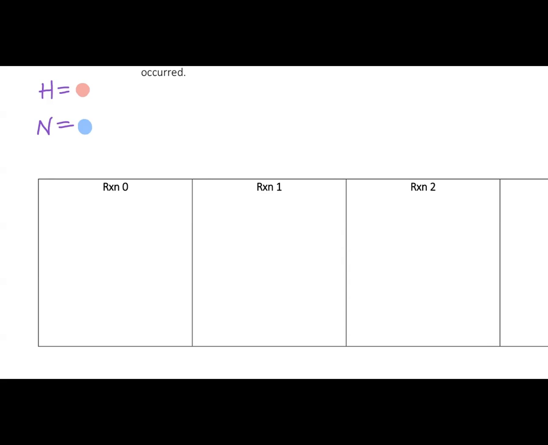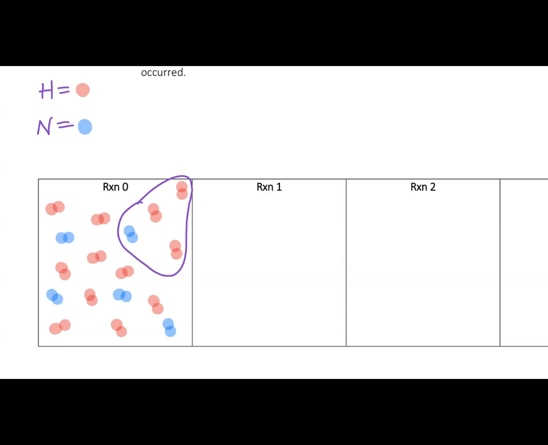Okay, so I'm going to start with my 12 hydrogens. 1, 2, 3, 4, 5, 6, 7, 8, 9, 10, 11, 12, and then 5 nitrogen: 1, 2, 3, 4, 5. In order to go through one reaction event, we're going to need 3 hydrogens and 1 nitrogen. So I just like to circle mine up. That's 1 reaction's worth. Each reaction is going to make 2 ammonias. So I'm going to start by drawing those 2 ammonias.